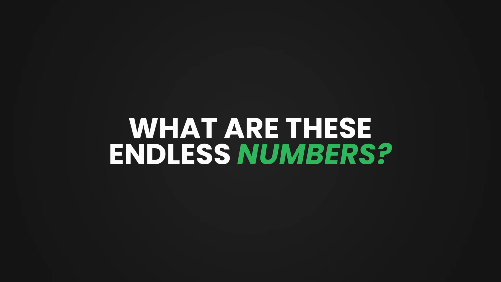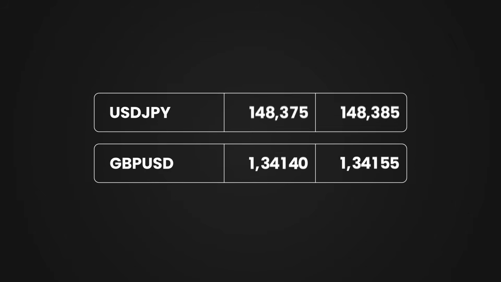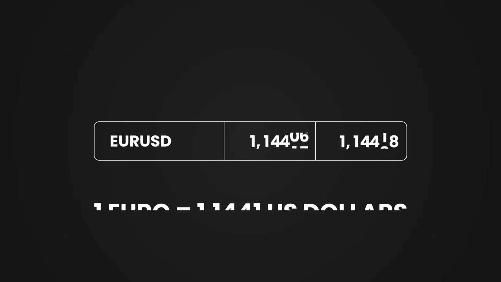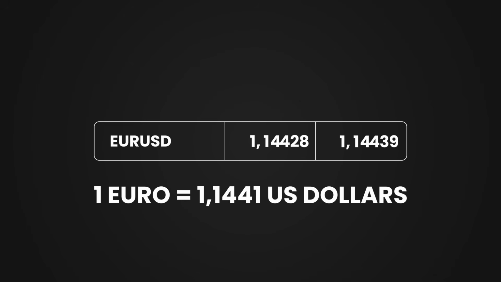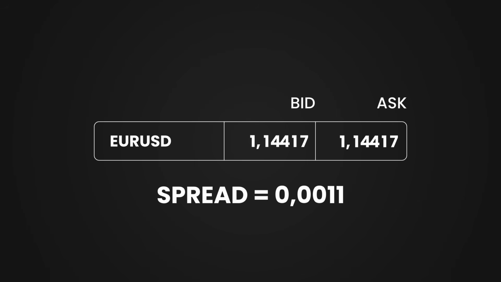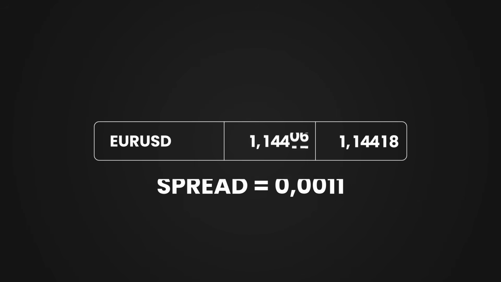Okay, but what are these endless numbers? They're called quotes, and they show you how much one currency is worth compared to another. For example, if you see that the EUR USD rate is 1.1441, it means 1 euro costs 1.1441 US dollars. But often, you'll see two different rates. That's the bid and the ask prices. Bid is the price you sell at. Ask is the price you buy at. The small difference between them is called the spread, and that's basically the broker's fee.